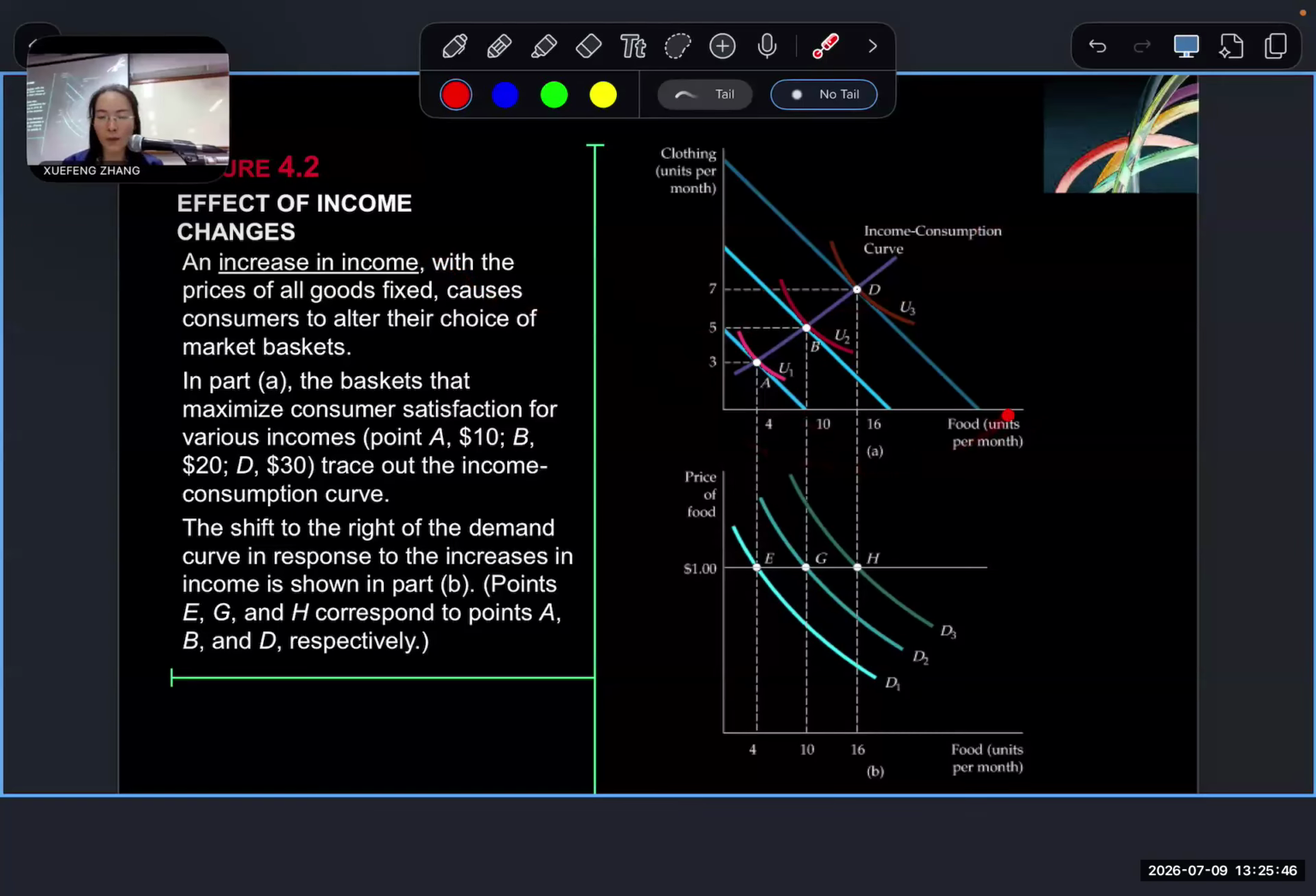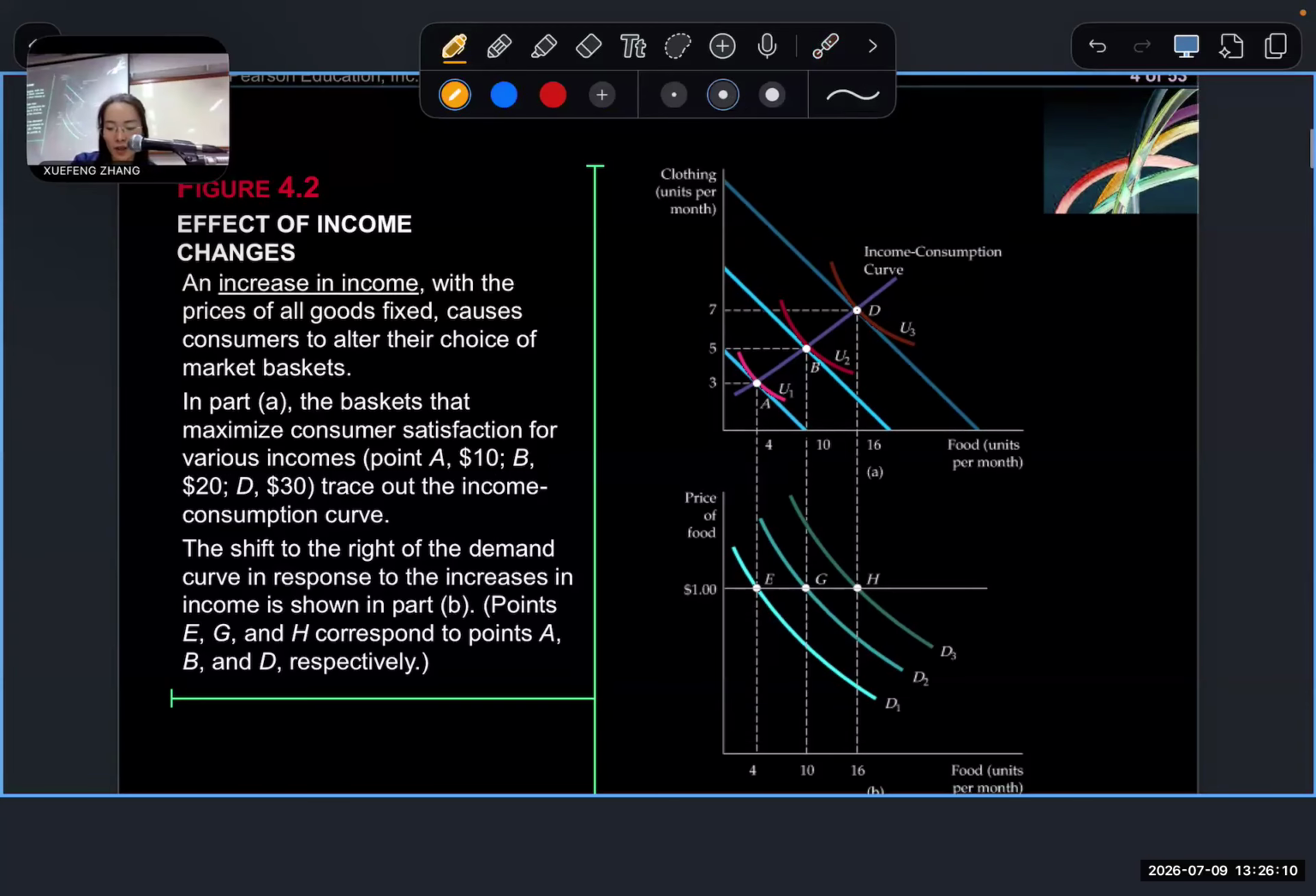Let's see the upper graph. Suppose point A is the initial point. We have income, this is our budget line, and we have the indifference curve here, which is U1. When income increases, what will happen to our budget line? The budget line shifts outwards, and it's a parallel shift. Income increases, which means the budget line shifts outward, in parallel.